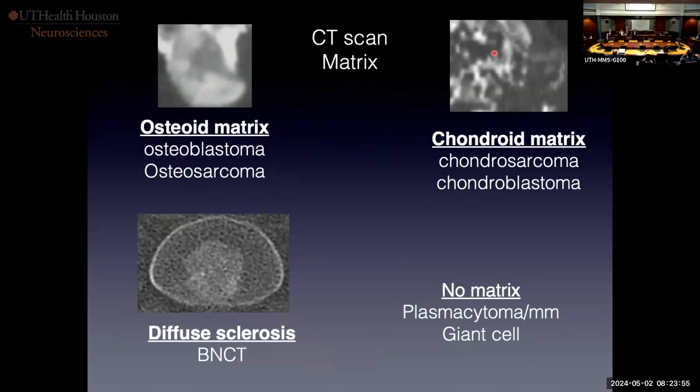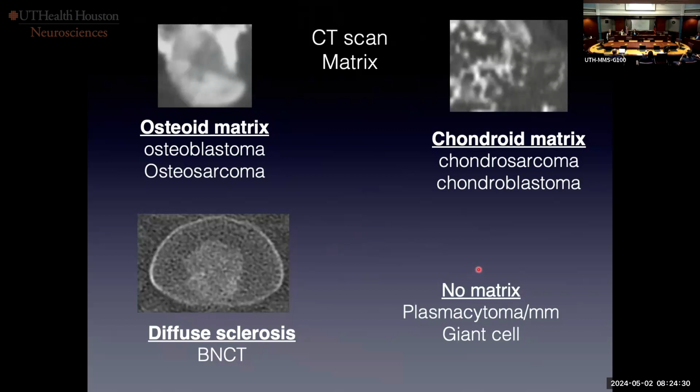Chondroid matrix is described as rings and arcs and broken rings of calcification, classic for chondroid tumors like chondroblastoma. And then finally, this very unique diffuse sclerosis. You can see this with a chronic infection, but if you see it in the center of the vertebral body, please think of a benign notochordal cell tumor. This is different than that polka dot coarse trabecula finding that I showed you on CT that is diagnostic for hemangioma.